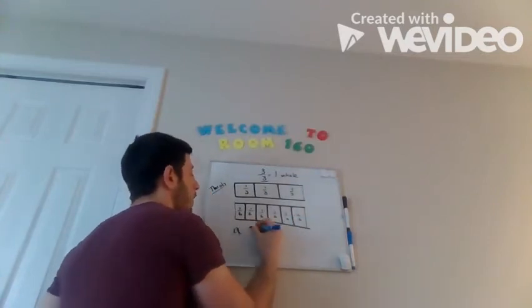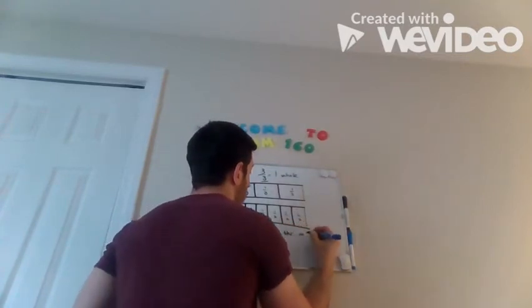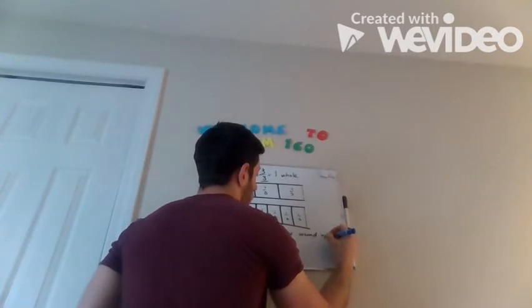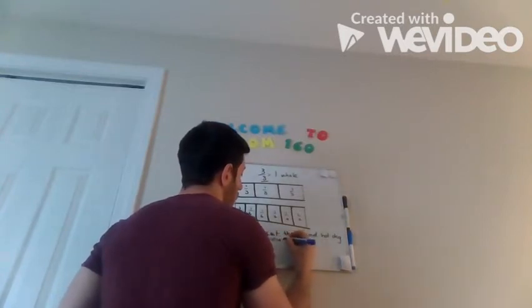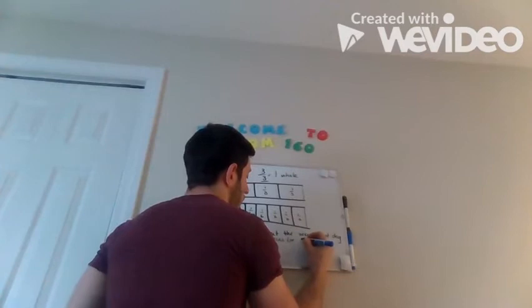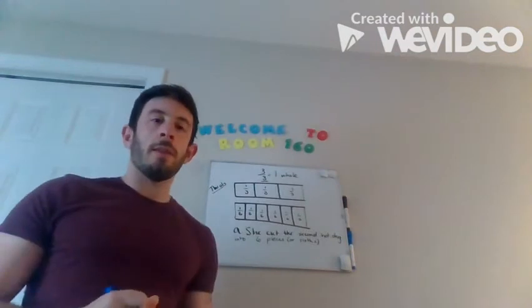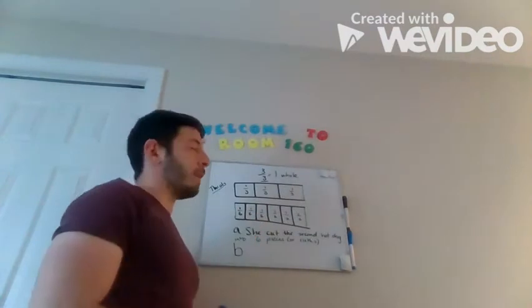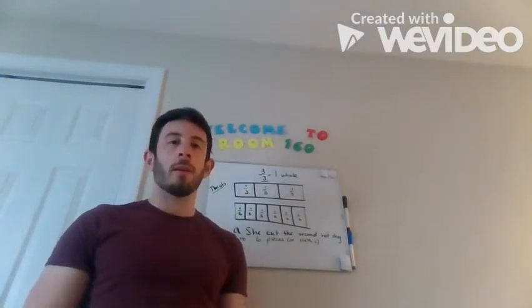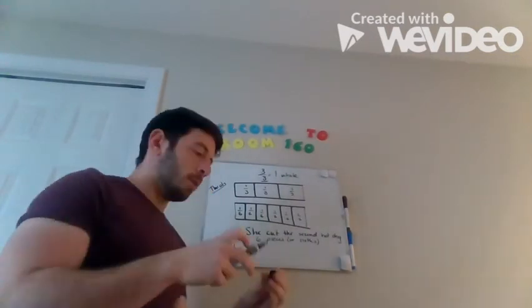Part A. She cut the second hot dog into 6 pieces, or sixths if we're writing it in unit form. And then the second part says, okay, if she ate 2/3 of this second hot dog, how many sixths did she eat? I'm going to show you how to do this.